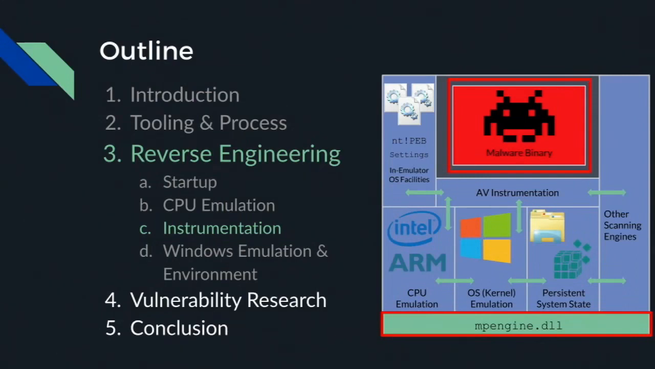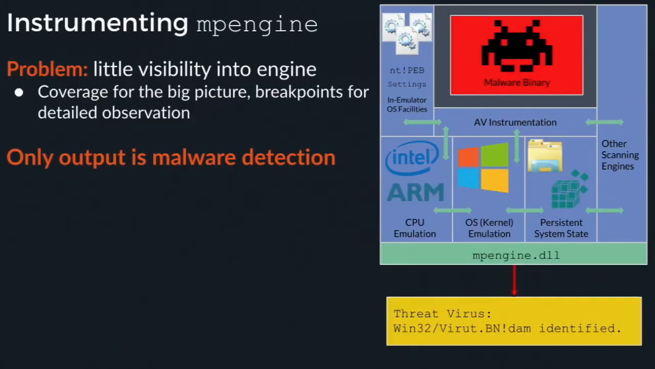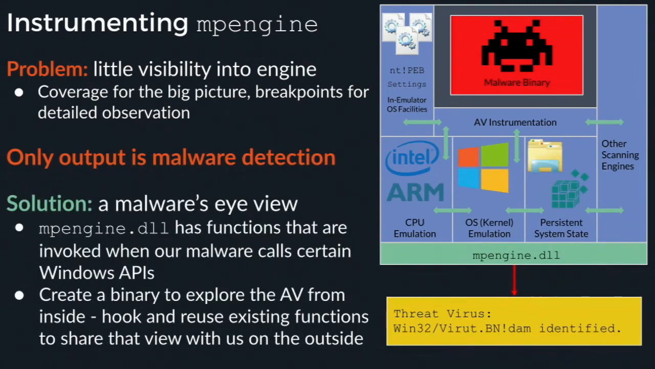Now to talk about some instrumentation. After we've covered the basics of the loading and the CPU emulation, we need to talk about how I did some of my research with some instrumentation before going further. As I said, there's very little visibility into the engine. It's difficult to introspect into it, difficult to debug it. When you run Defender, all you get out for output is the name of a virus that was identified. The solution that I came up with was to give us a malware's eye view.